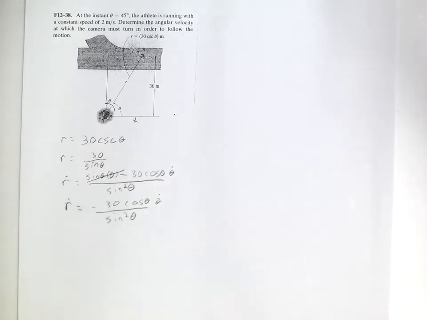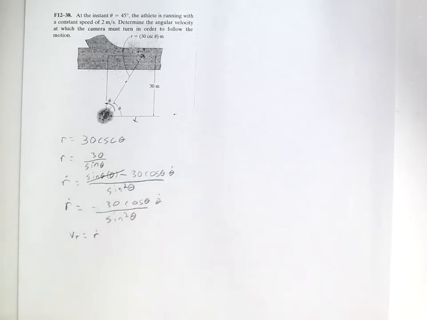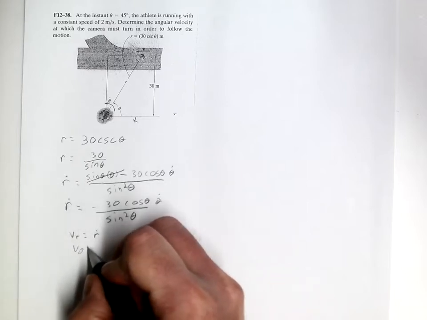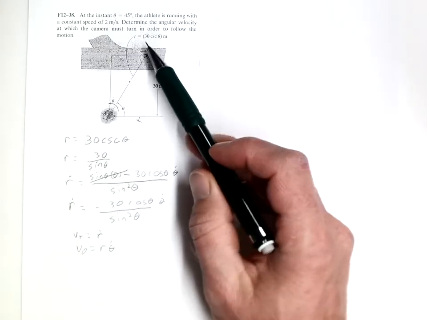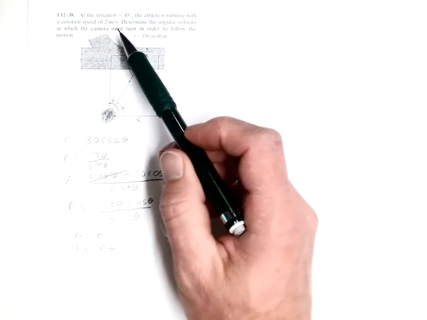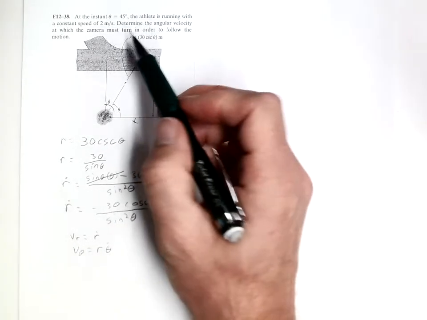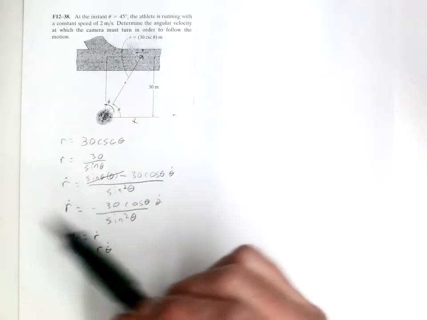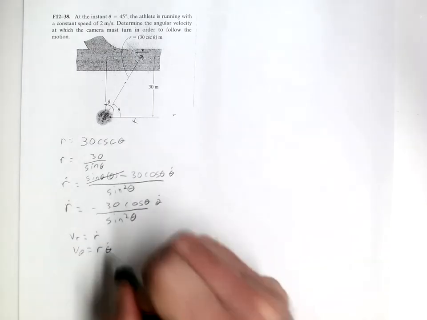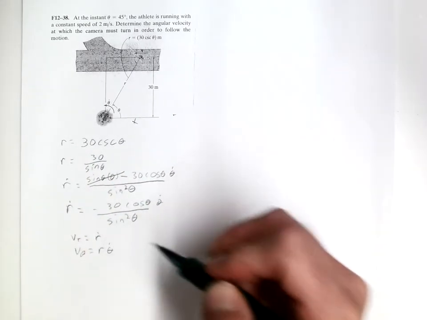Okay. Now v_r is equal to r dot, and v_theta is equal to r theta dot. So, we know the magnitude of v, because that is the speed of 2. So putting those into the square root of the squares, we can solve for theta dot, which is what they're asking for. The angular velocity at which the camera must turn is theta dot.